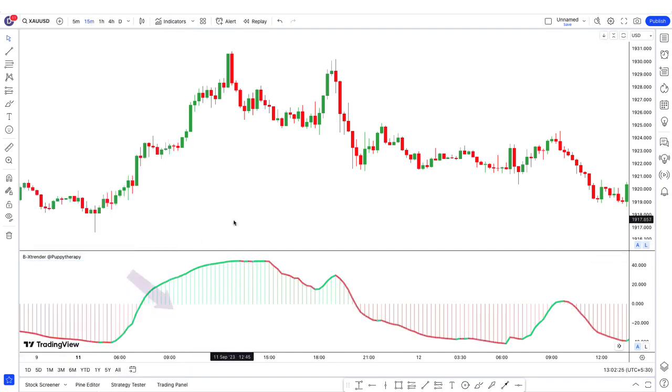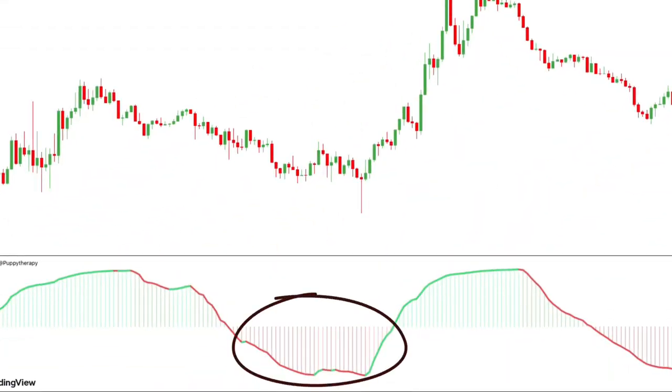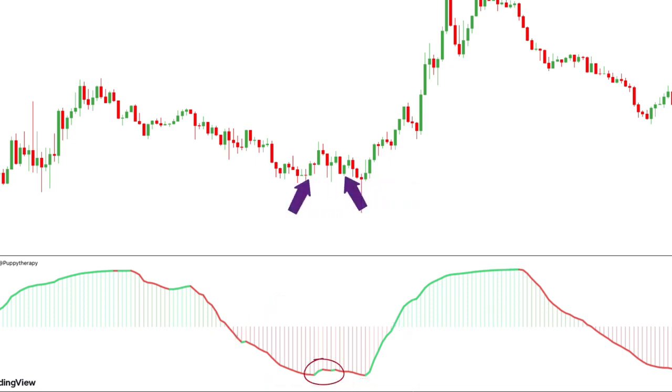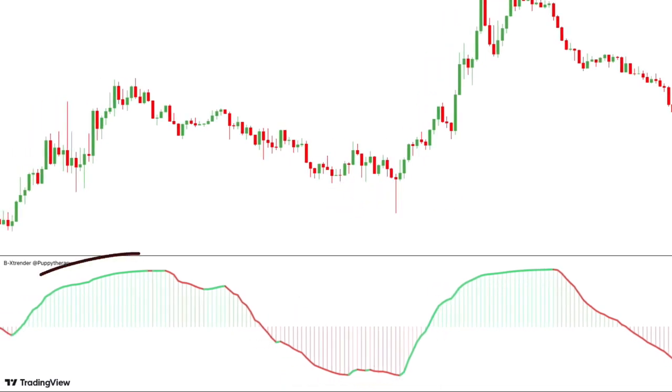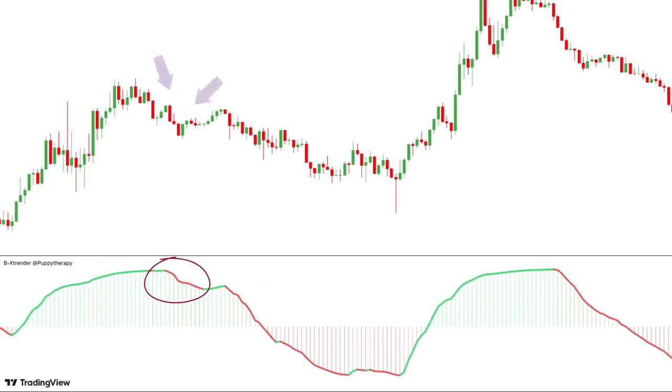So instead of trying to see the colors of the histogram, we can use the lines trending alongside it. If the histogram is below the zero level, the trend is bearish and the green lines will indicate retracement. But if the line is above the zero line, the trend is bullish, and in this case, red indicates retracements.